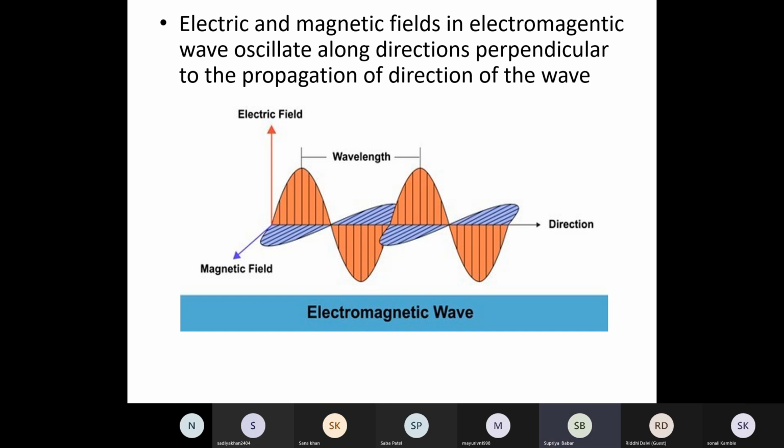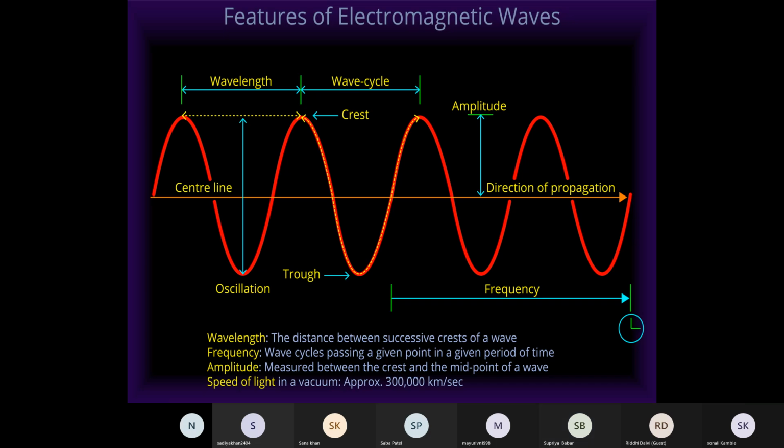So this is the way the electric and magnetic fields are perpendicular. An electromagnetic wave has an electric field and a magnetic field. Now we will see in detail. This is the electromagnetic wave. See the middle line, that is the direction of propagation, the direction in which it is going.